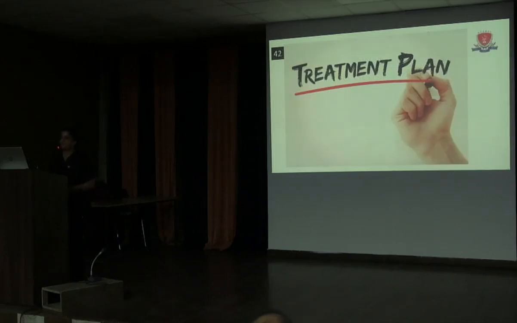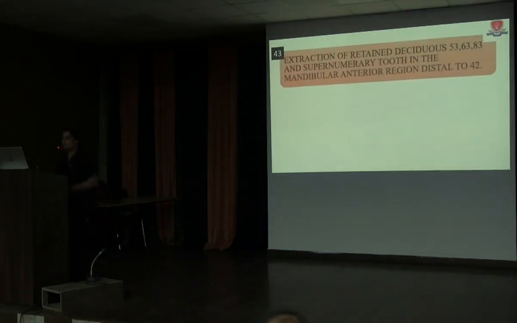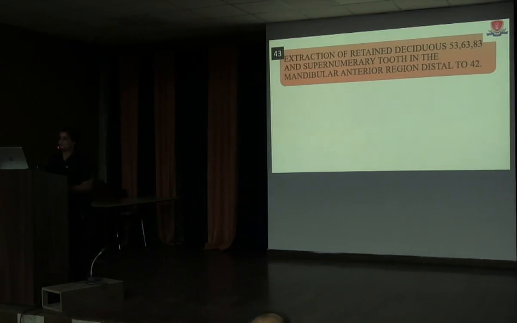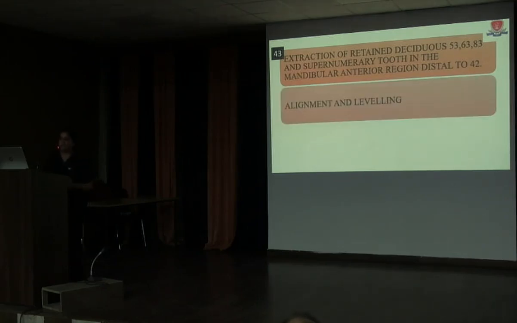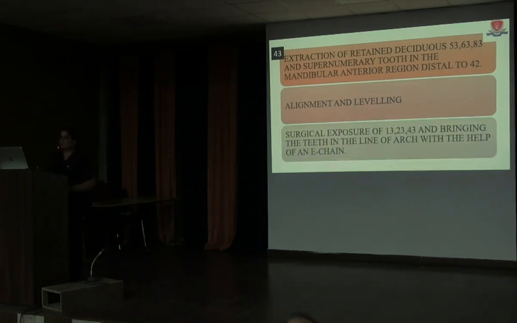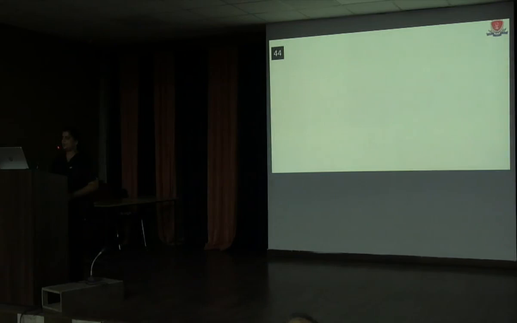Now moving forward to the treatment plan, firstly, we'll do the extraction of retained deciduous 5, 3, 6, 3 and 8, 3 and the supernumerary tooth in the mandibular anterior region distal to 4, 2. Then leveling and alignment of the remaining erupted teeth. Then surgical exposure of 1, 3, 2, 3, 4, 3 and bringing the teeth in the line of arch with the help of an E-chain.